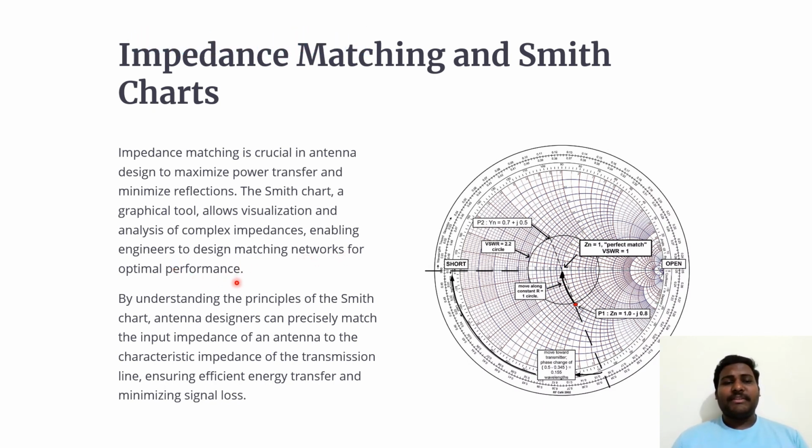This impedance matching and Smith chart helps in reflecting of waves or radiations through a wire, which helps in matching the networks, helping the users and the engineers more effectively. By understanding the principle of the Smith chart and analyzing, the antenna designer can precisely match the input impedance of an antenna to the characteristic impedance of a transmission line, ensuring effective energy transmission with minimum signal loss. It ensures minimum energy loss from the transfer of the signal.